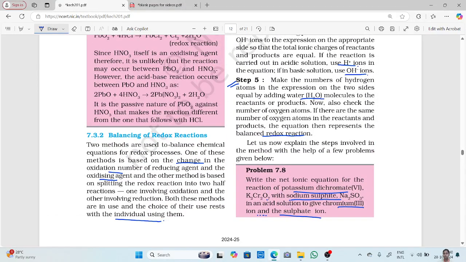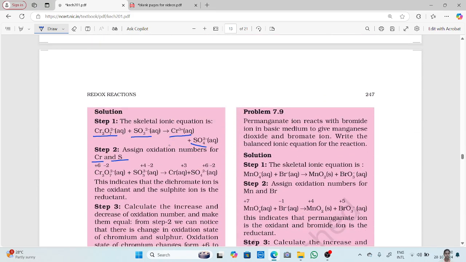Here chromium 3 is given in the bracket, so that means your chromium ion has a +3 charge. Your dichromate ion has +6 and -2, whereas your sulfite ion has +4 and -2. This indicates that the dichromate ion is the oxidant and the sulfite ion is the reductant.